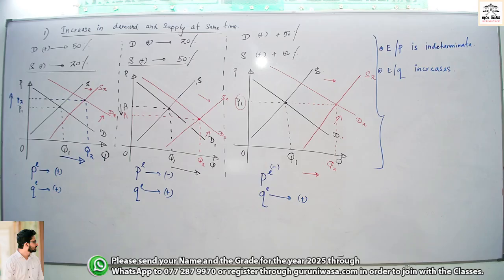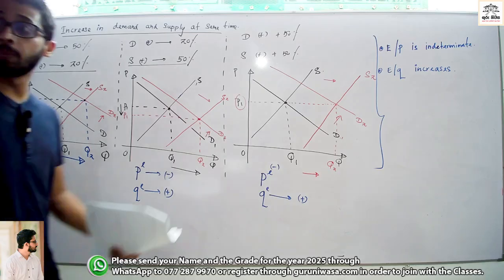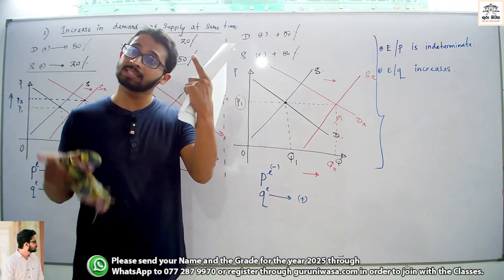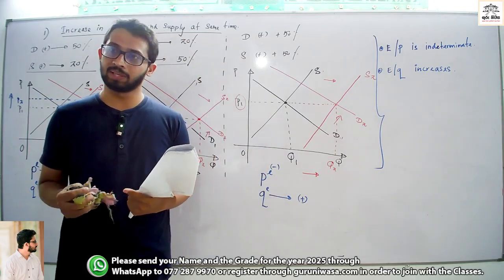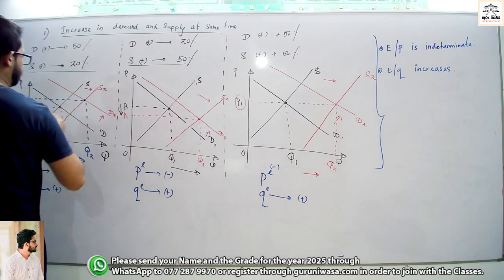Then the second category, very simple. What is the second one? Increase in demand while supply decreases. Now demand and supply both change in opposite directions. One increases, the other falls. You get the point?